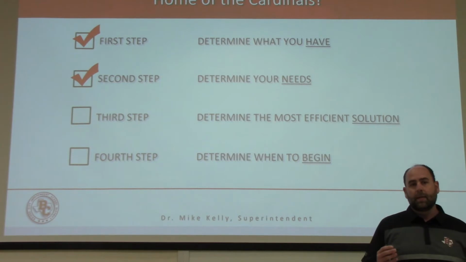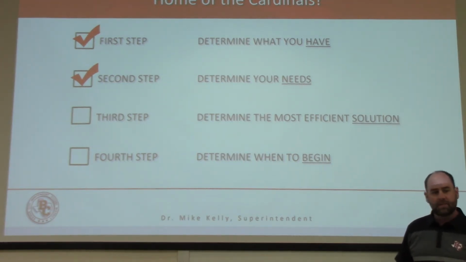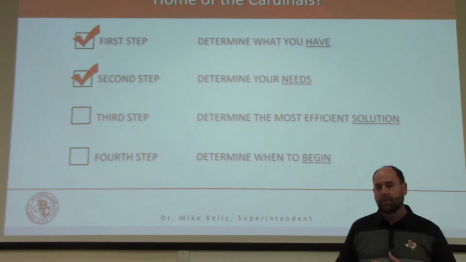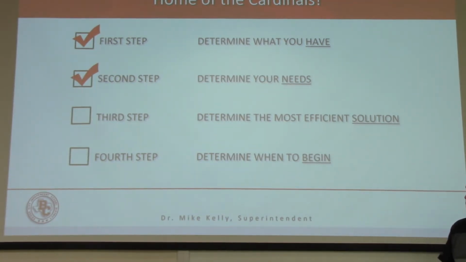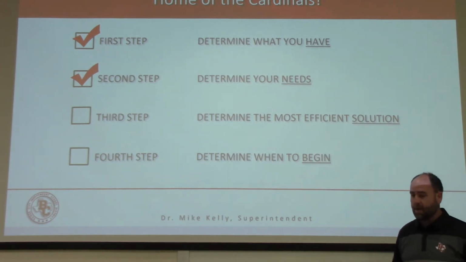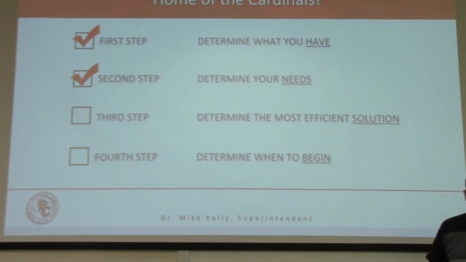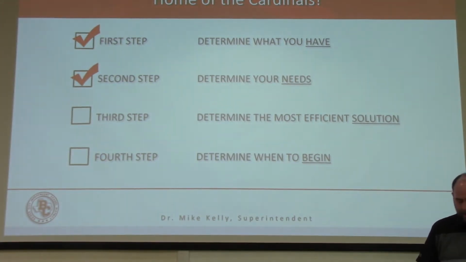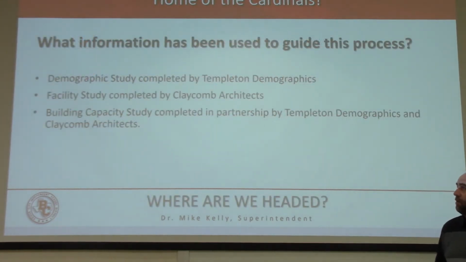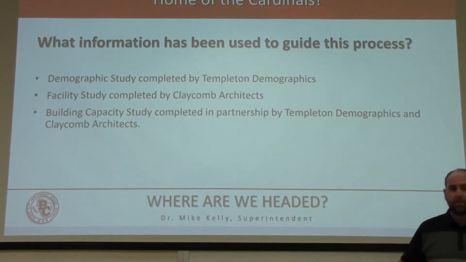In looking at facilities, or budget, or whatever I'm dealing with as superintendent, there are really 4 main steps. Talking about facilities, the first thing I needed to do was determine what we had currently and also determine our needs. I have both of those steps highlighted because we accomplished both of those as a team through these 2 items.